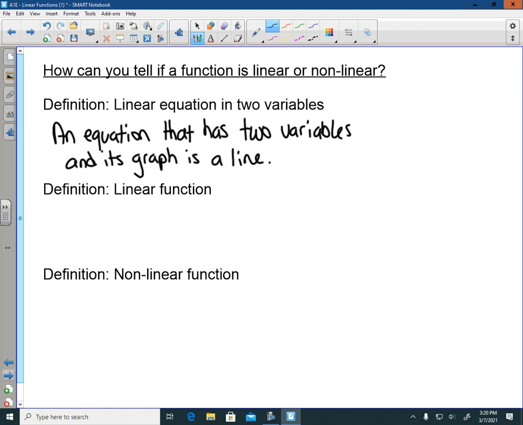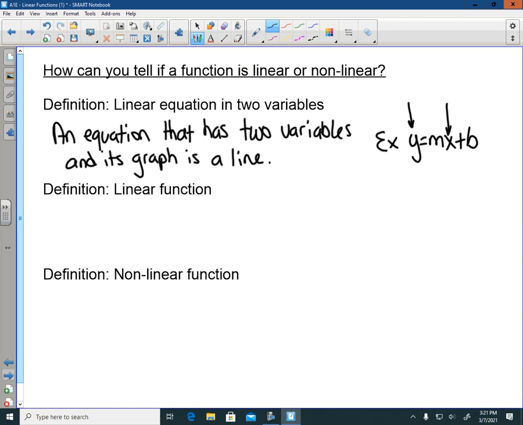Now a classic example of this is y equals mx plus b, which you might be familiar with. It has the variable y and it has the variable x, and every time you look at y equals mx plus b, it ends up being a line, and we're going to look at that a bunch in just a bit here. So if it's not familiar to you, don't worry, we'll get there. But that's a classic linear equation in 2 variables.